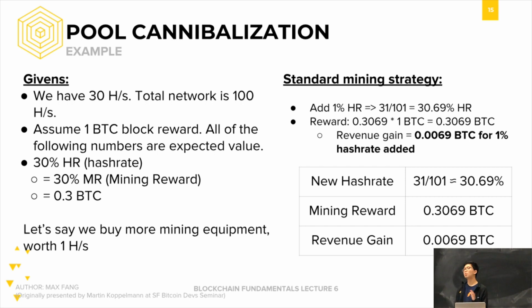But let's say we buy more mining equipment. We buy another ASIC that gives us one more hash per second. How do we want to distribute our mining power? The standard strategy is to take this new ASIC and just add it to our own mining pool. If we add this one ASIC to our mining pool, we now have 30.69% of the hash rate in the network. Our expected revenue gain from this one additional ASIC is about 0.0069 Bitcoin. So that's the standard strategy, the honest strategy.